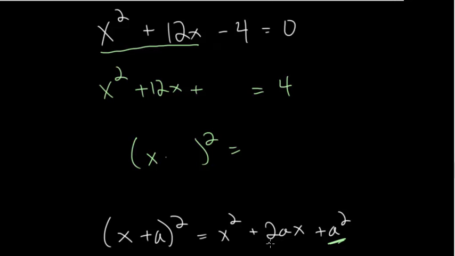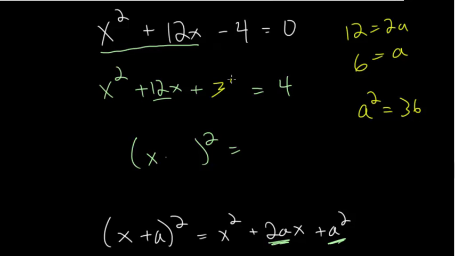And a is half the coefficient on x. Or essentially 12 is 2a. Let me write that off to the side here. So we found that 12 is really 2a, or that a is half of that coefficient. It's 6. So we know our a value. Now the number we have to add is a squared. So if we square 6, we get 36. So if we add 36 to each side, we can turn this into a perfect square.